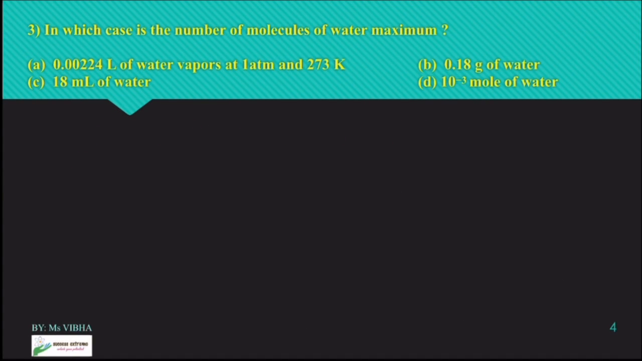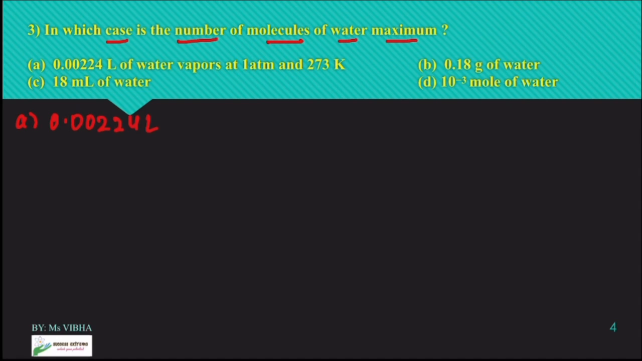The third question says: in which case the number of molecules of water is maximum. So by using the mole concept, we have to find the number of molecules in all the given options and see in which of the options we have the maximum number of molecules. The first part is 0.00224 liters of water vapor at STP, or 1 atmosphere and 273 Kelvin.